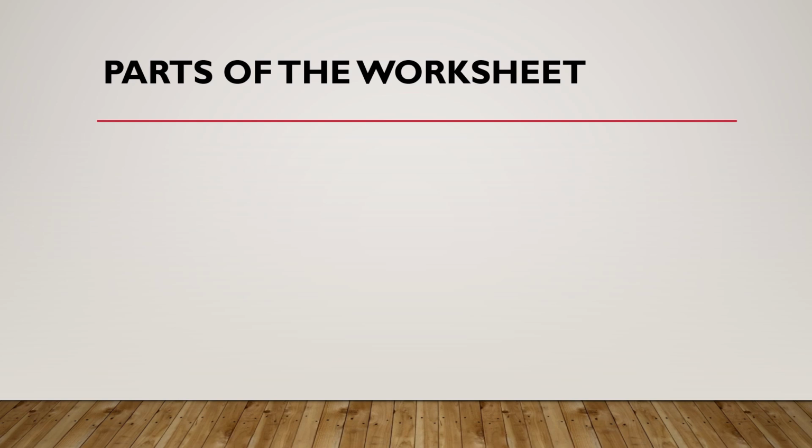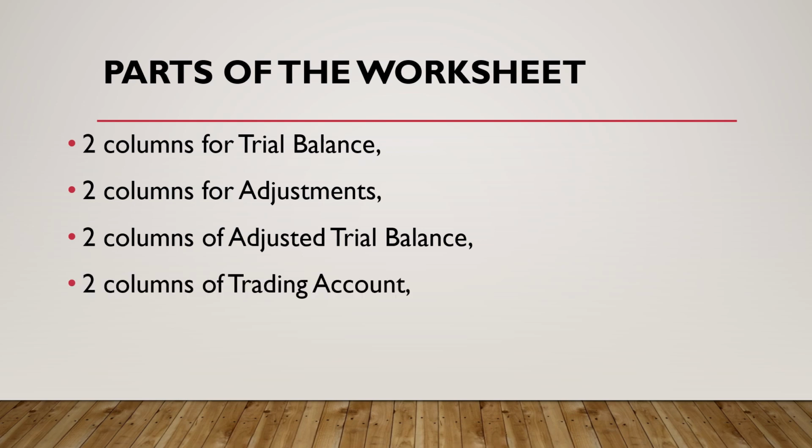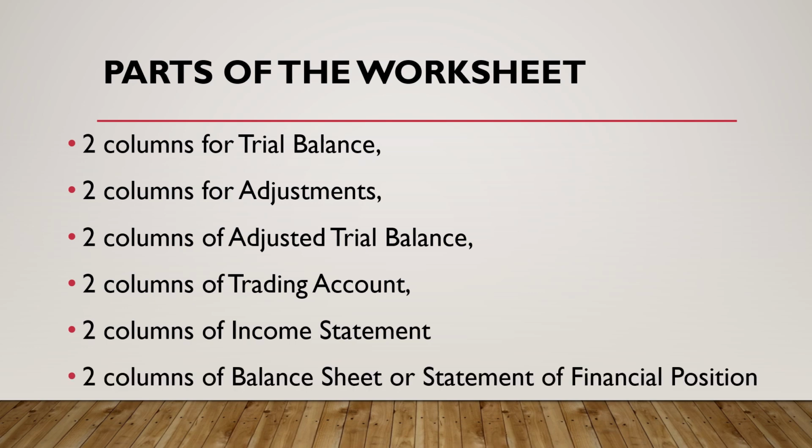Now let's see what the parts of the worksheet are. These worksheets can be prepared in 6 column, 8 column, 10 column as well as 12 column formats. Let's see what the parts of a 12 column worksheet are. It contains 2 columns for trial balance, 2 columns for adjustments, 2 columns for adjusted trial balance, 2 columns for trading account, 2 columns for income statement, and finally 2 columns for balance sheet or the statement of financial position.